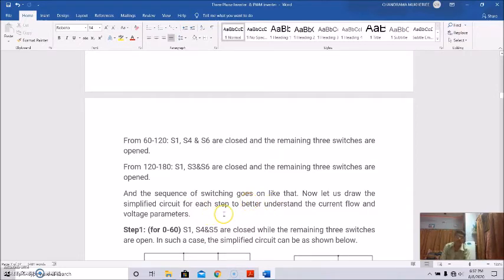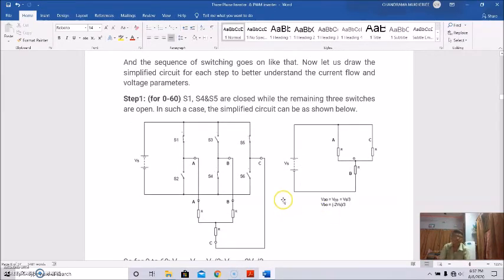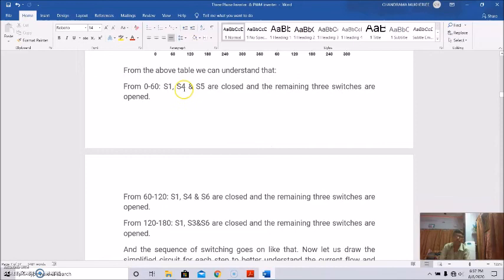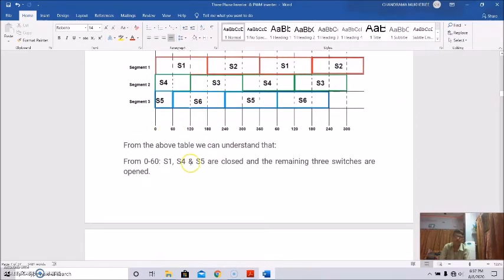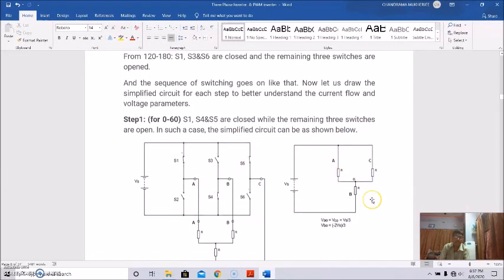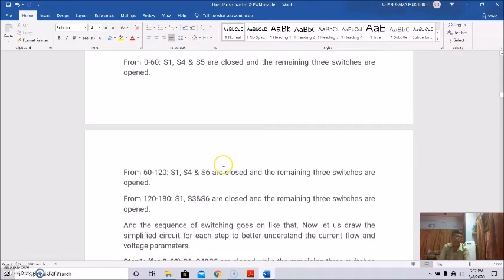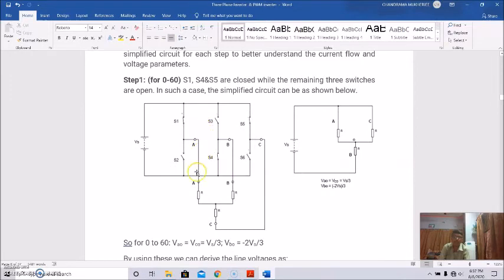Now let us draw the simplified circuit for each step to better understand the current flow and voltage parameters. For step 1, that is from 0 to 60 degrees, S1, S4 and S5 are closed, as I told you, while the remaining three switches are open. In such a case the simplified circuit can be shown like this. S1, S4 and S5 are closed. So what will happen? This will be like this.